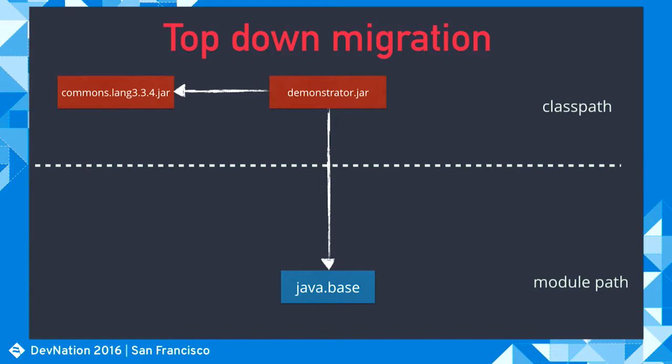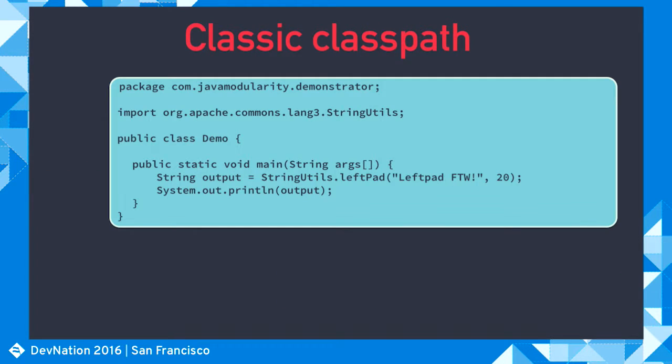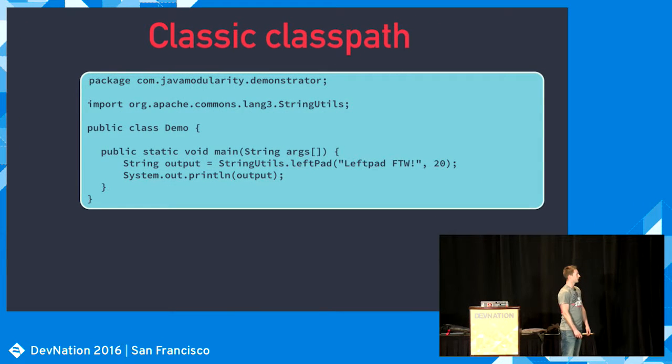So let's take an example. You have an application which is demonstrator.jar, it's packaged in a jar, and this demonstrator.jar requires another library that we have, commons lang, and it of course also uses Java. So I want to migrate this code, the code in the demonstrator.jar, to be a module. Well, this is the code that we have, so it's very simple. From the NPM world, we learned that left pad is probably a very good reason to drag in some kind of external dependency. So that's what I do. I use commons lang for that.